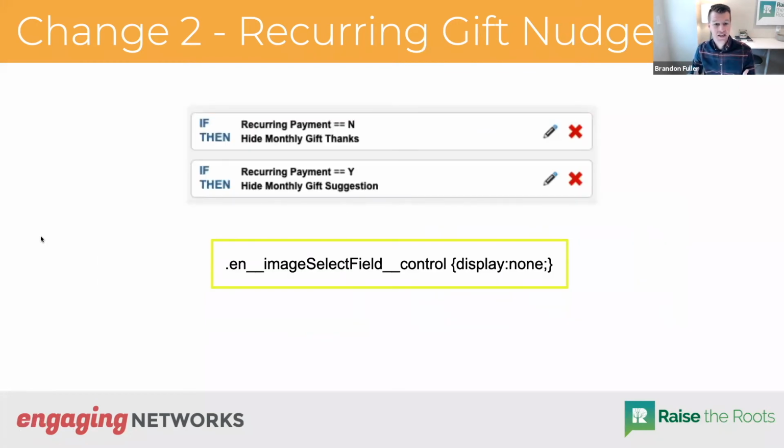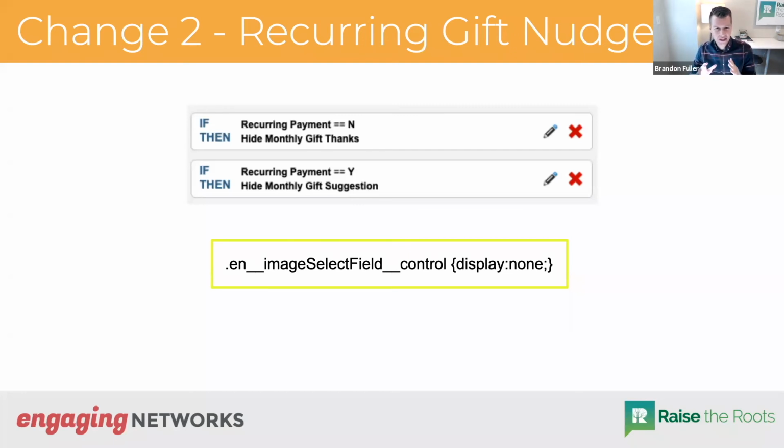Then in Engaging Networks, if somebody has selected a monthly gift, then we hide the suggestion. But if they have not selected a monthly gift, then we show the suggestion. So that's just all done through field dependencies. If recurring payment equals no, then we're going to hide the monthly gift thanks. If recurring payment equals yes, we're going to hide the monthly gift suggestion. So that's pretty easy to set up.